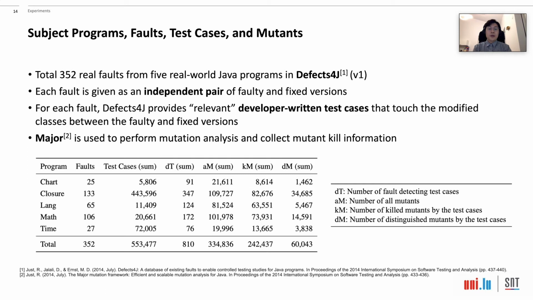In the table below, we can see the quantitative summary of the programs, faults, test cases, and mutants used in the experiments. In this table, DT represents the number of fault-detecting test cases, and AM, KM, DM represent the number of all mutants, killed mutants by the test cases, and distinguished mutants by the test cases respectively.